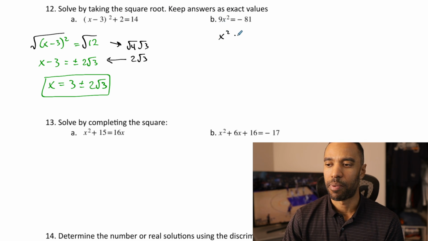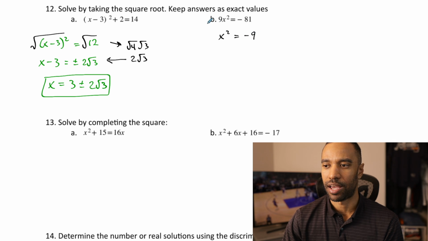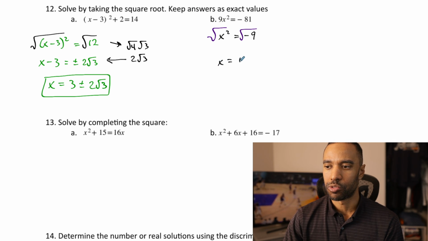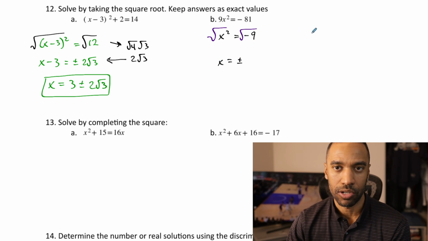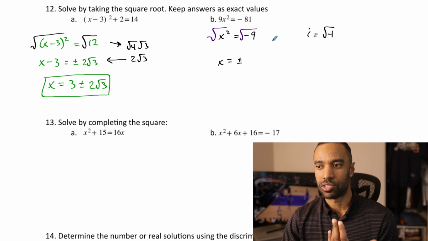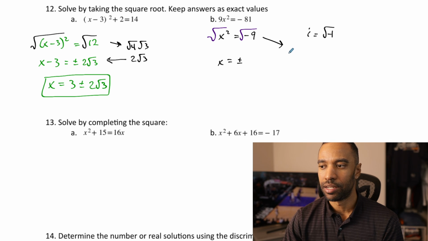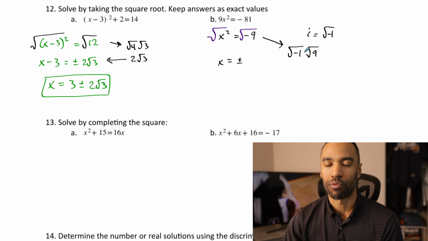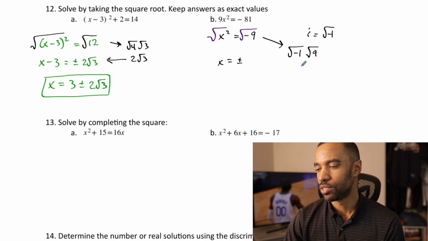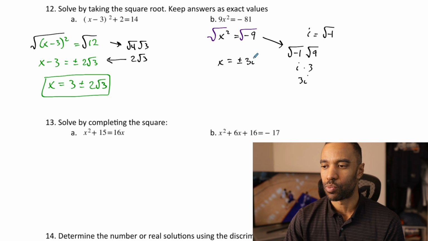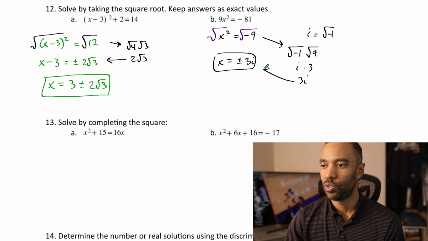If I divide both sides by 9, I'm going to get x squared equals negative 9. And now I can take the square root of both sides from here. And then I get x equals plus or minus, and this is an imaginary solution. i is the square root of negative 1, so I'm factoring this. I'm basically breaking up root negative 9 into root negative 1 times root 9, which is i times 3, or 3i. This is plus or minus 3i, what we're getting out from there.